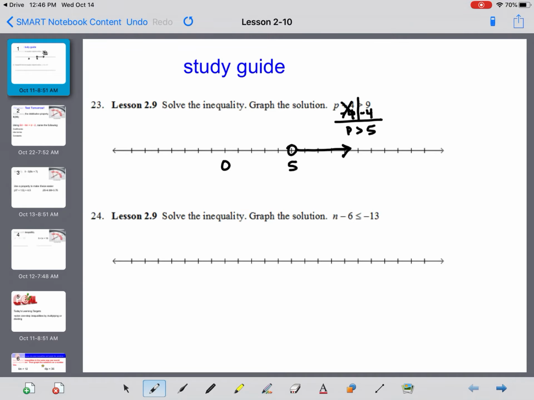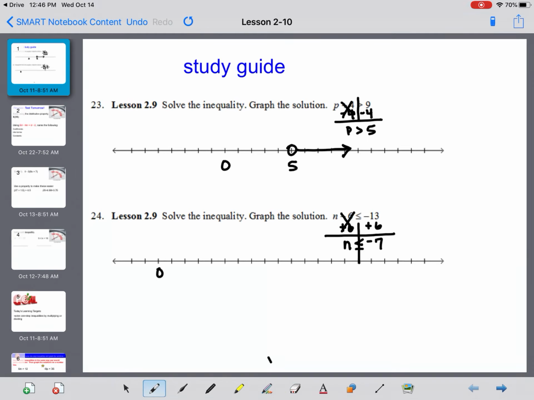The next problem on your study guide is to solve the inequality and graph this solution. I notice that my variable n is subtracting 6. The inverse is to add 6. So I add 6 to both sides. Minus 6 plus 6 equals 0. So what's remaining is n is less than or equal to negative 13 plus 6. I notice that my signs are different, so I subtract the numbers and give the answer the sign of the number with the biggest absolute value. In this case, negative 13 is the bigger absolute value and is negative.